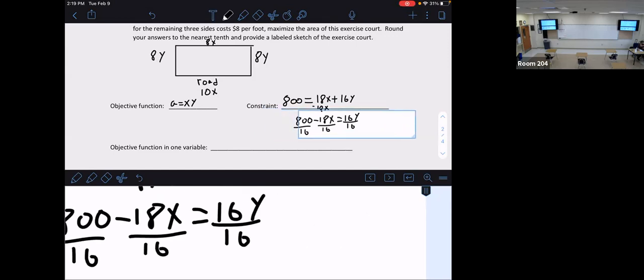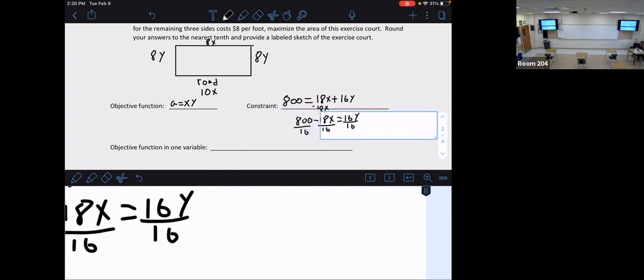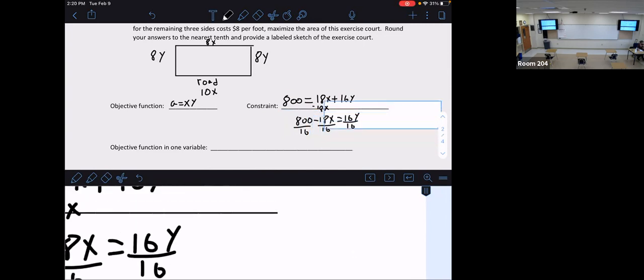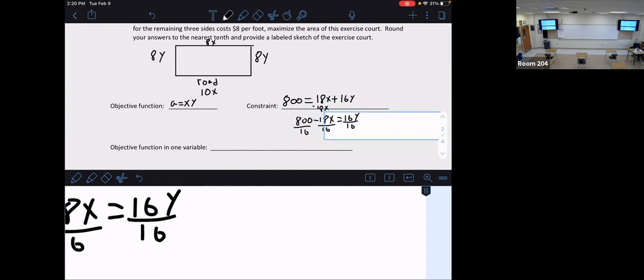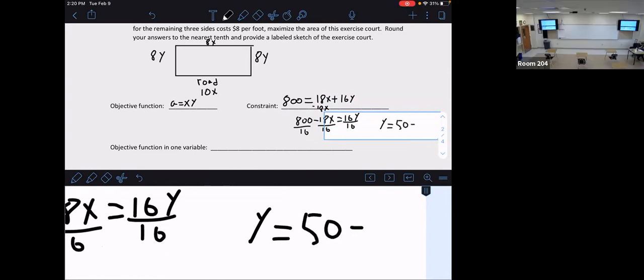Now, the reason why I wanted you to go that way is because you end up getting y equal to, ready for me, Ben? 800 divided by 16 is nicely 50. That's going to be y equals 50 minus 9/8 x, 9 over 8 times x. Okay, so that works out really nicely because you have whole numbers except for the 9/8, but at least the 50 is nice. Okay, so now I want Ben to build his objective function in one variable.